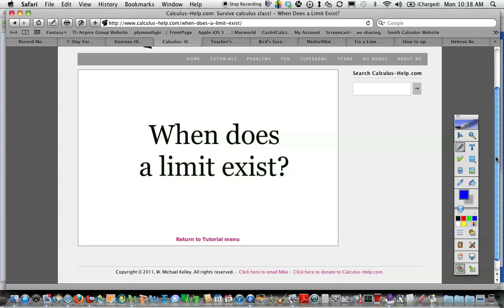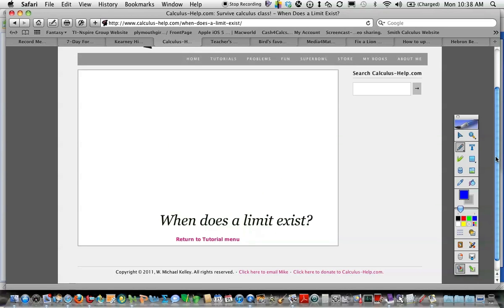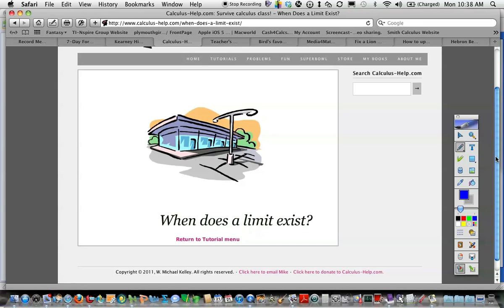Now you have some idea of what a limit is, and we need to talk about when does a limit exist. Before we get started, let's set up an example. Let's say you and a friend are going to meet for dinner, and you're meeting at a diner that's centrally located between the two of you.